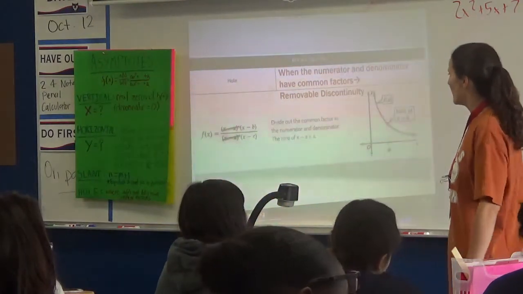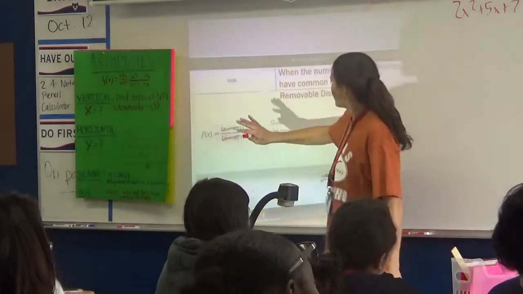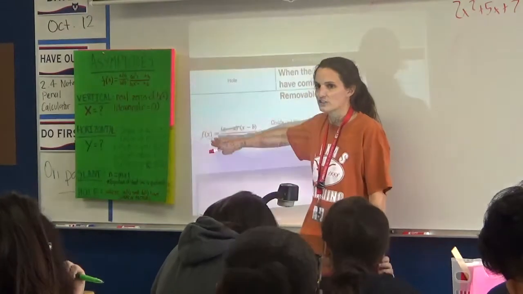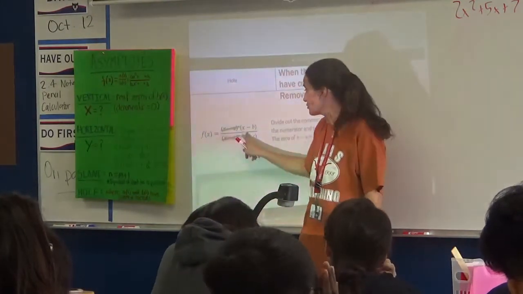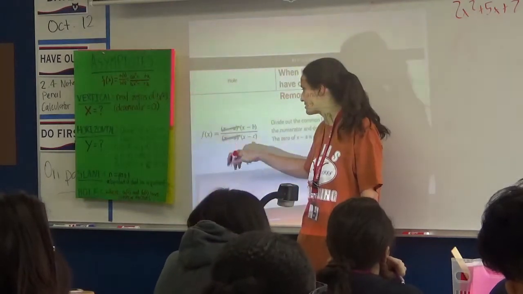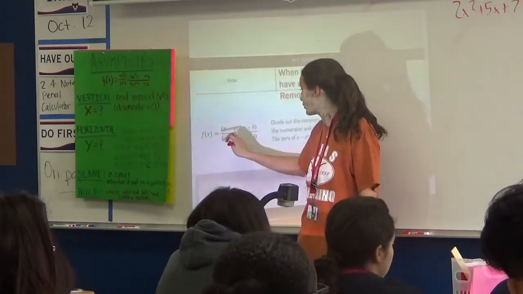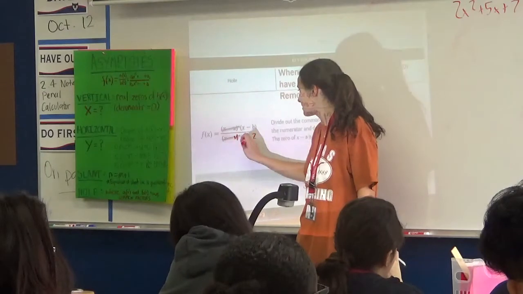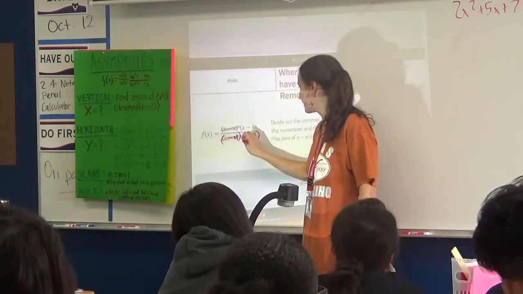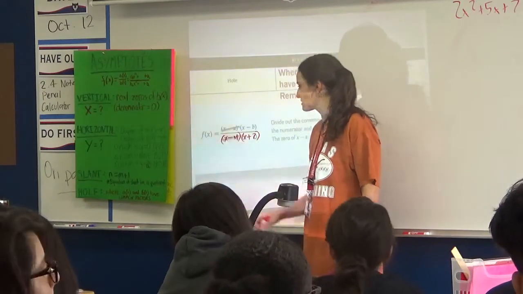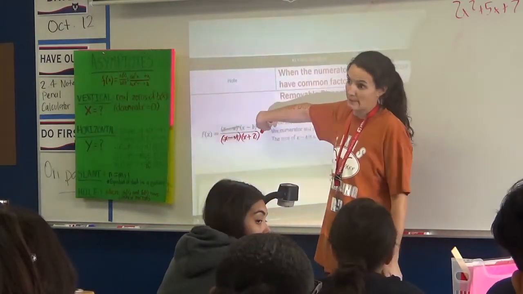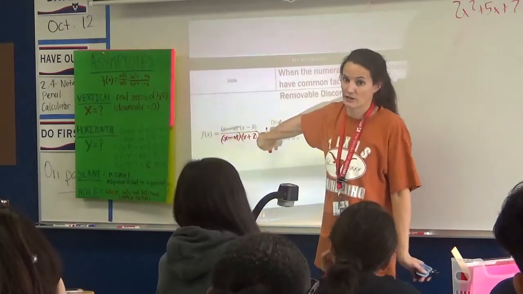Okay, so let's talk about when that happens. It's going to happen when you have a common factor on the top and the bottom. We factored the bottom, right? And we had x minus 4 and x plus 2, I think, on the previous example. We didn't take the time though to factor the top. We just looked at the bottom and wrote down our zeros.